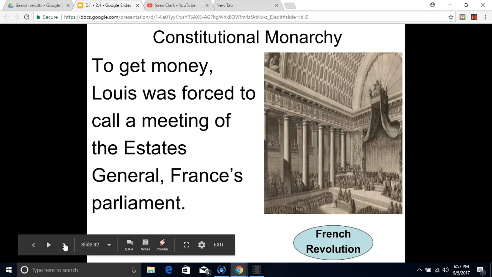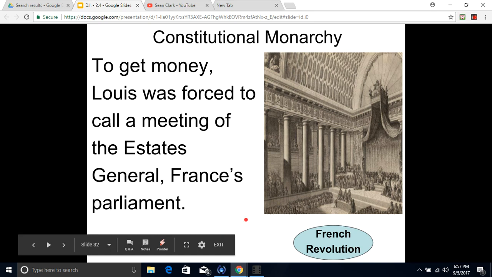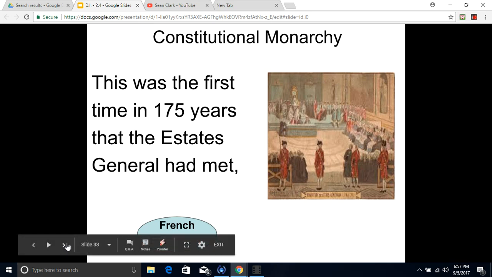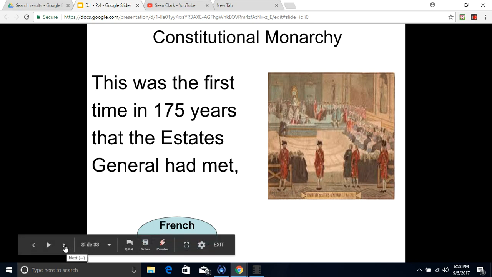Next slide. To get money to pay off France's debts and to run the government, Louis was forced to call a meeting of France's parliament, which was known as the Estates General. Next slide. 1789 was the first time in 175 years that the Estates General had met. Next slide.